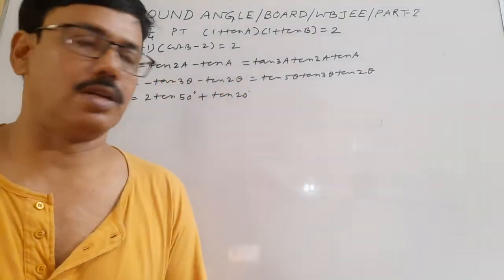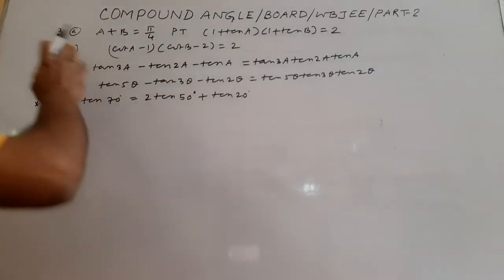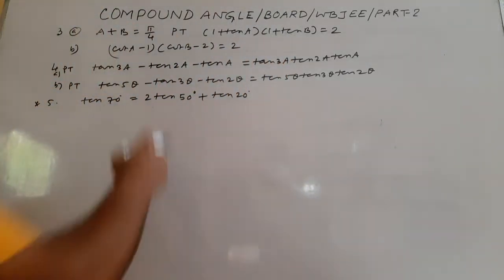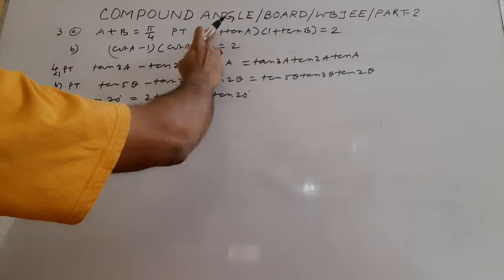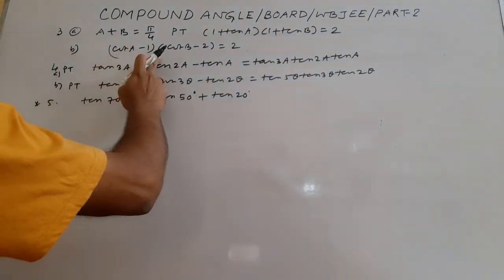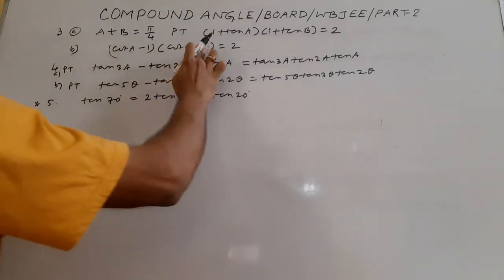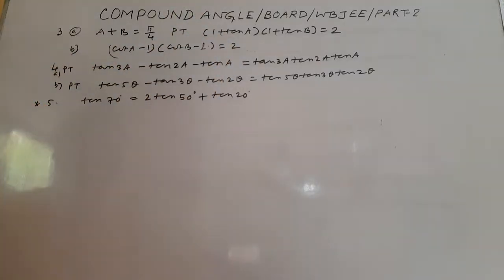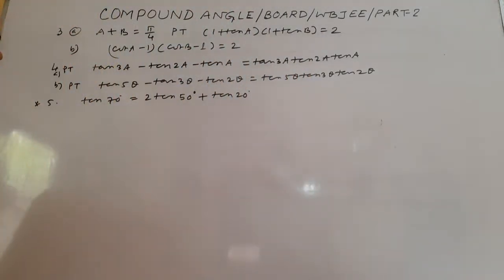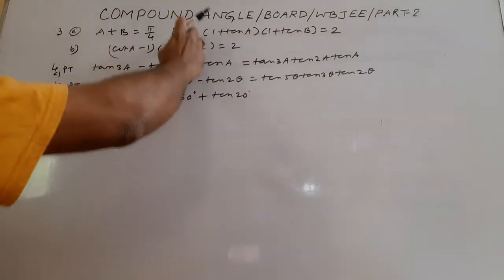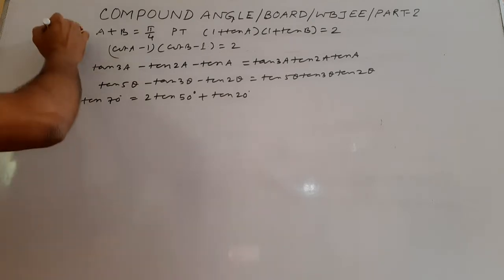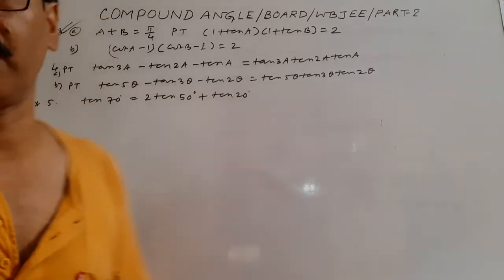Now we consider the same type of problem, 3a. A + B = π/4. Prove that (1 + tan A)(1 + tan B) = (cot A − 1)(cot B − 1) = 2. So it is the same type of problem. The relation is given. You take tan on both sides for this problem and take cot on both sides. So to solve this one is very simple.